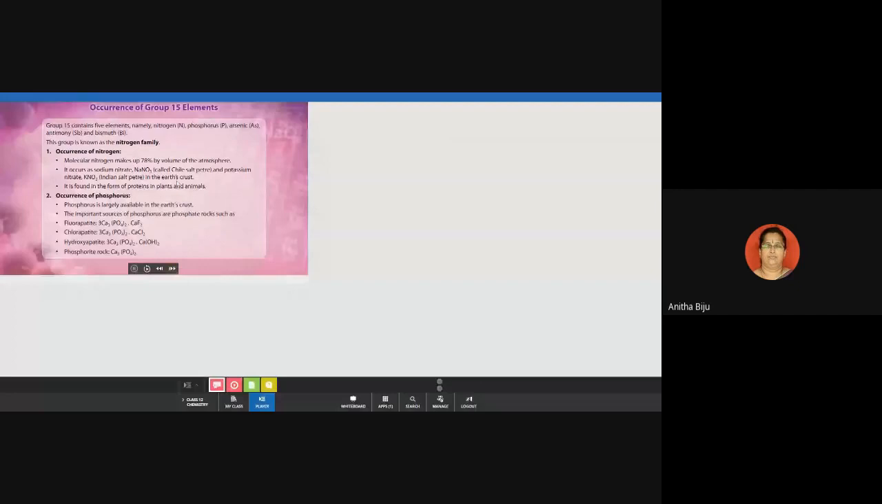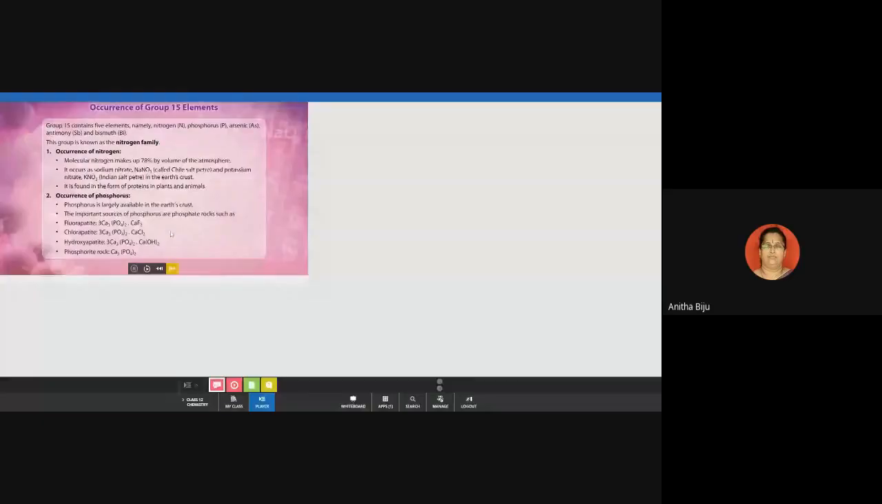Okay. So next is phosphorus. Phosphorus also exists in the earth's crust in different forms. Fluorapatite, write down the formula: Ca3(PO4)2·CaF2.